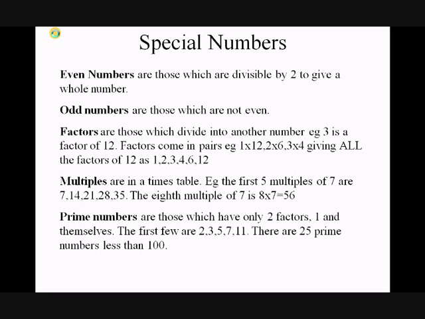Prime numbers are those which have only 2 factors. Those factors are 1 and themselves. The first few are 2, 3, 5, 7, 11. There are 25 prime numbers less than 100. You might like to spend a little time finding out that 25.